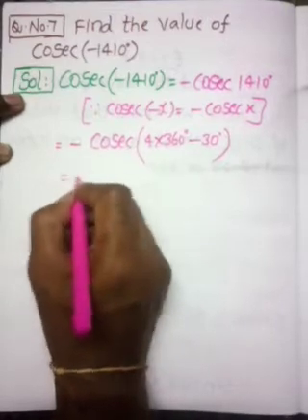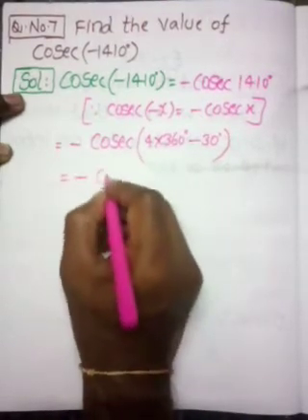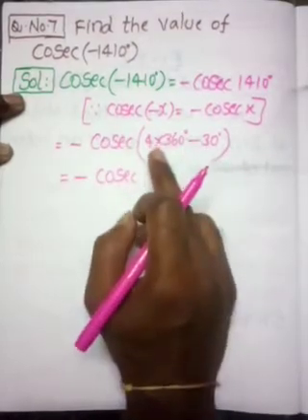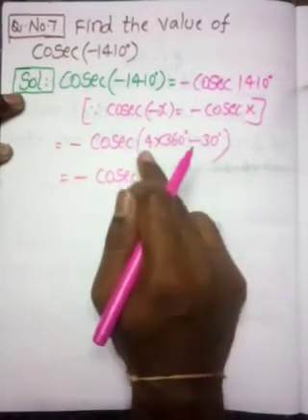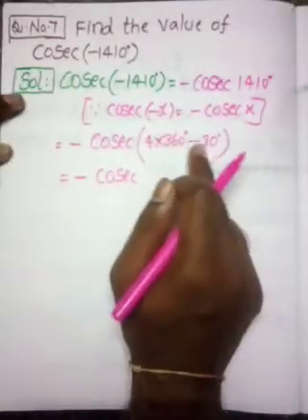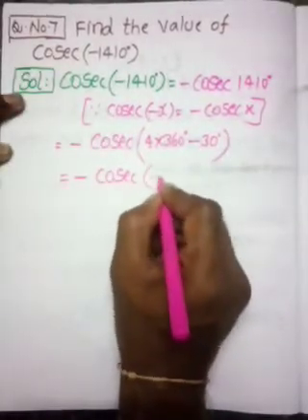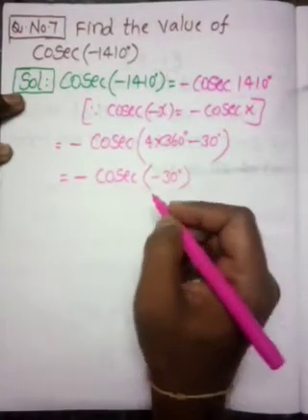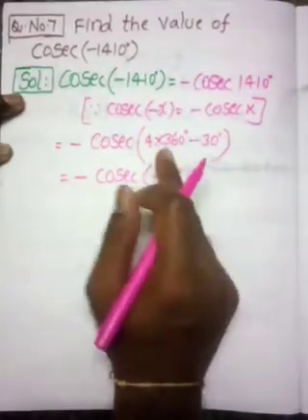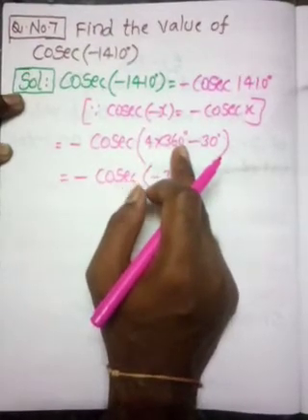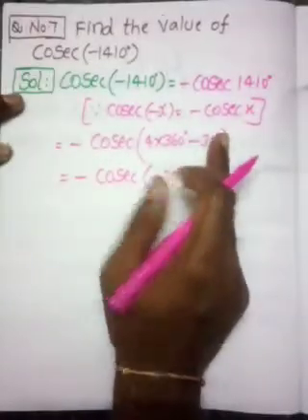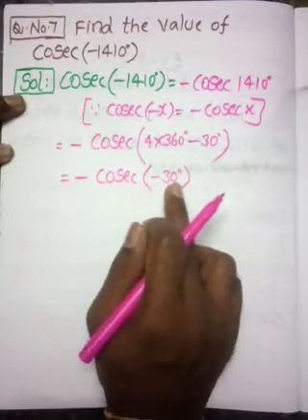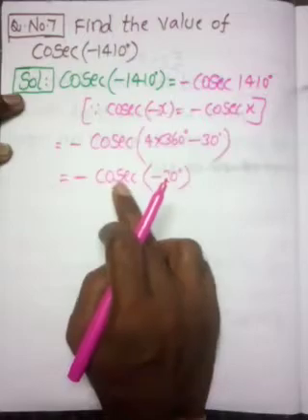Right. Minus cosecant of, I told you clearly previously, we have to remove this part. Then what is left here? Minus 30 degrees. Understood this part, my children? You have to remove the first term and consider only the second term. What is the second term here? Minus 30 degrees. So we wrote minus 30 degrees only. Understood this step, my children?